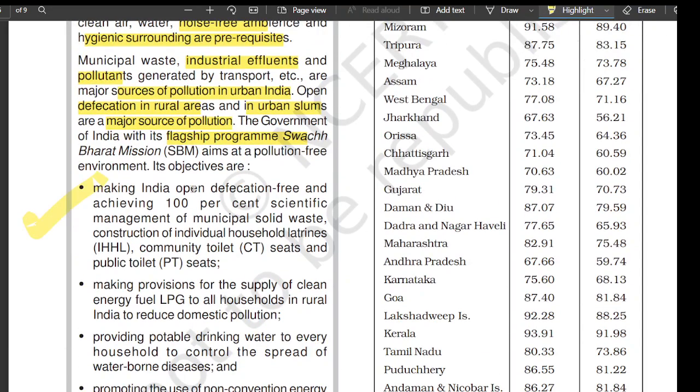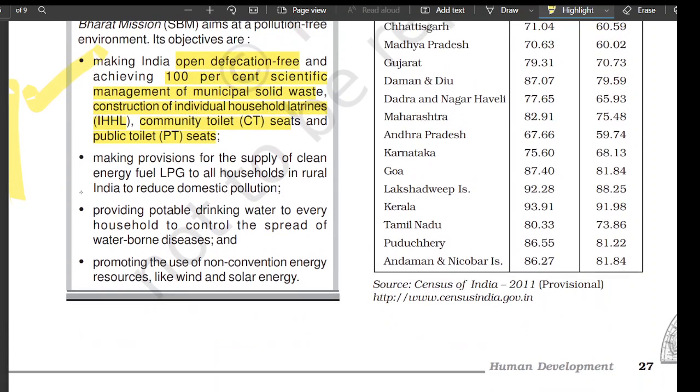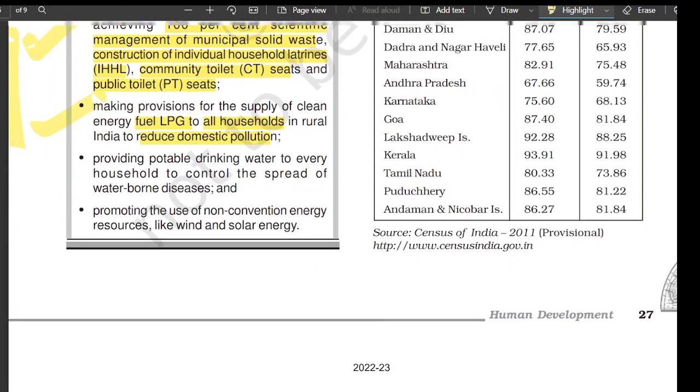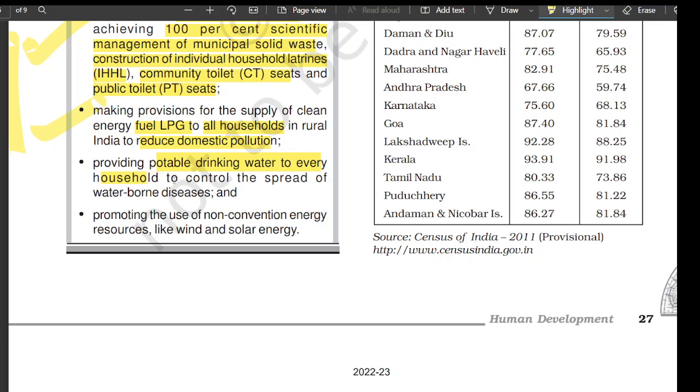Its objectives are making India open defecation free and achieving 100% scientific management of municipal solid waste, construction of individual household latrines (IHHL), community toilet seats, and public toilet seats, making provisions for supply of clean energy fuel LPG to all households in rural India to reduce domestic pollution, providing potable drinking water to every household to control the spread of waterborne diseases, and promoting the use of non-conventional energy resources like wind and solar energy.